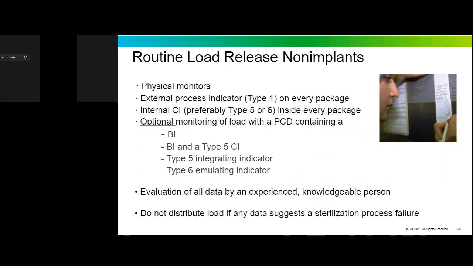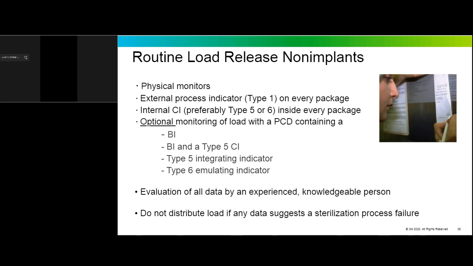So first, routine load release. I've run a cycle. How do I decide whether to release that load? And again, we rely on that three-legged stool of monitoring. The printout, so the physical monitors, and my chemical indicators. I've got an external indicator, a type 1 indicator, on every package, and an internal indicator, and AAMI does say preferably a type 5 or 6 internal chemical indicator inside every package.